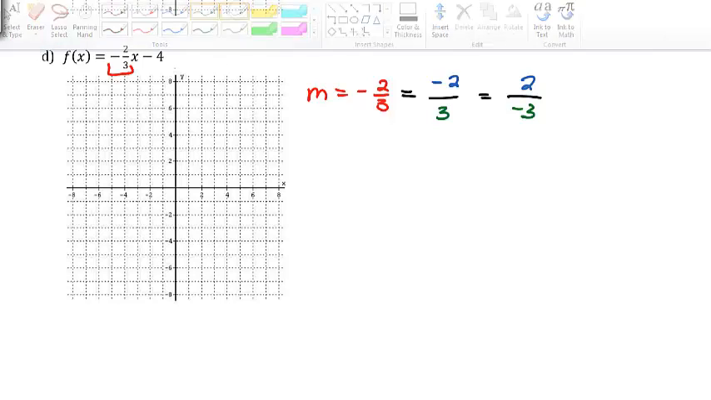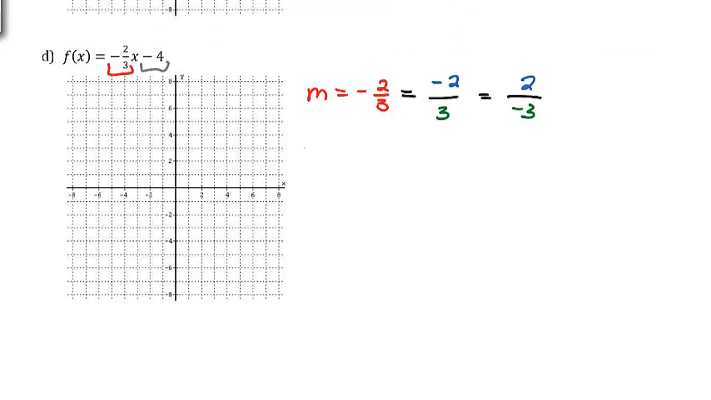And our y-intercept, or b, for this one is negative 4. So this crosses the y-axis at negative 4, gives me the point 0, negative 4. And we're going to do our slope in both of these ways.